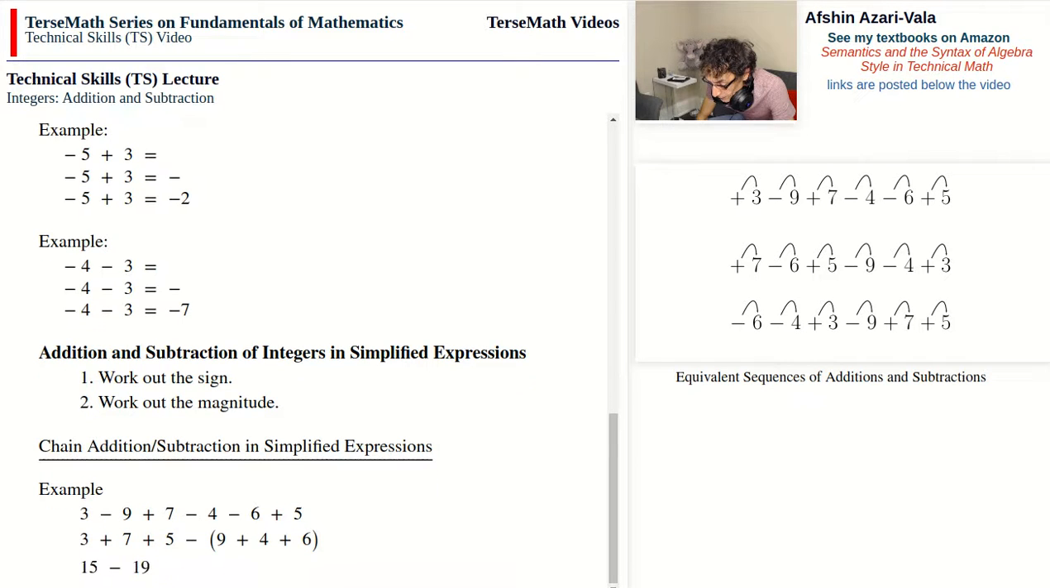The total gain comes to 15, that's 3 plus 7, 10, plus 5, 15. And the total loss comes to 19. That comes from 9 plus 4, 13, and 13 plus 6 is 19.